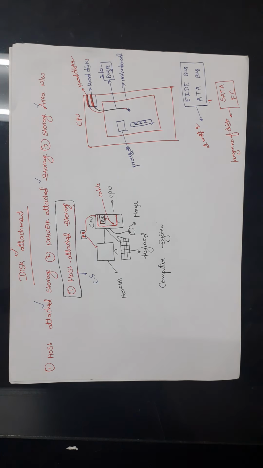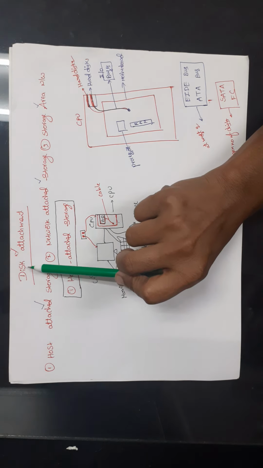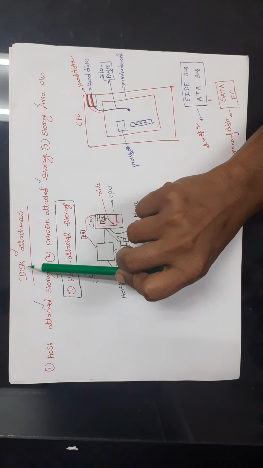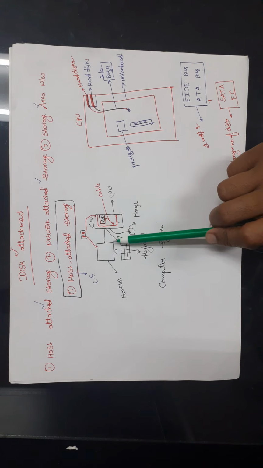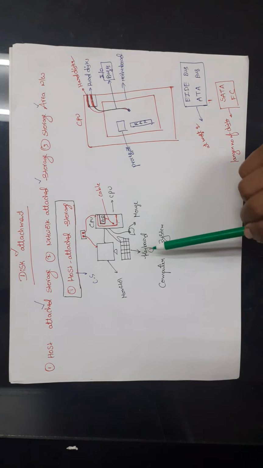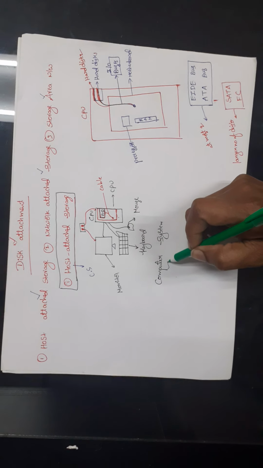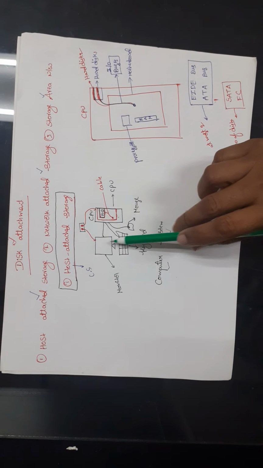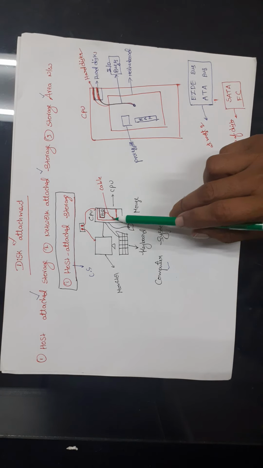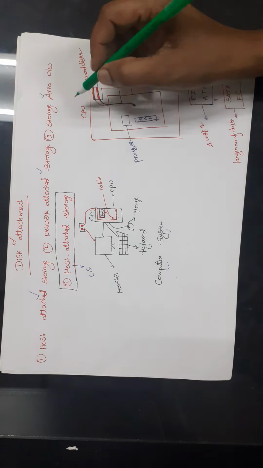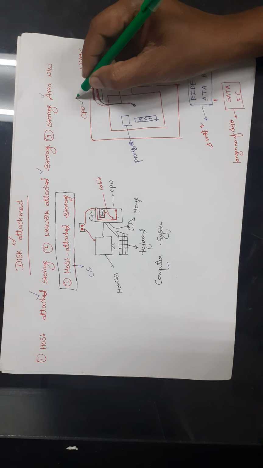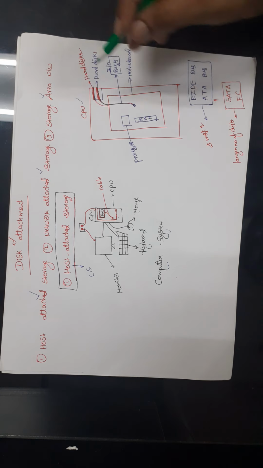In the host attached storage, the hard disk drives are connected to our system directly. Okay, so I'll explain this point with the help of an example. Let us assume that this is the computer system: monitor, keyboard, mouse, and CPU. Now here I'll write down the internal structure of CPU.